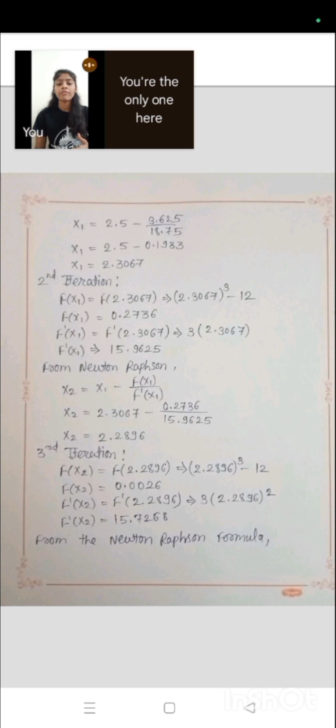We perform the third iteration: f of x2 is equal to f of 2.2896 is equal to 2.2896 whole cube minus 12. We solve the equation and find the f of x2 value here, 0.0026, and we find the f dash of x2 value. f dash of x is 3 into 2.2896 whole square, and we solve this equation and get the value of f dash of x2, 15.7268.